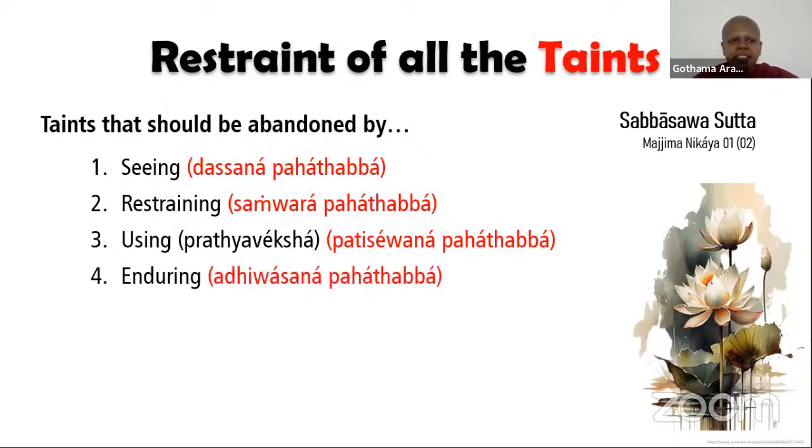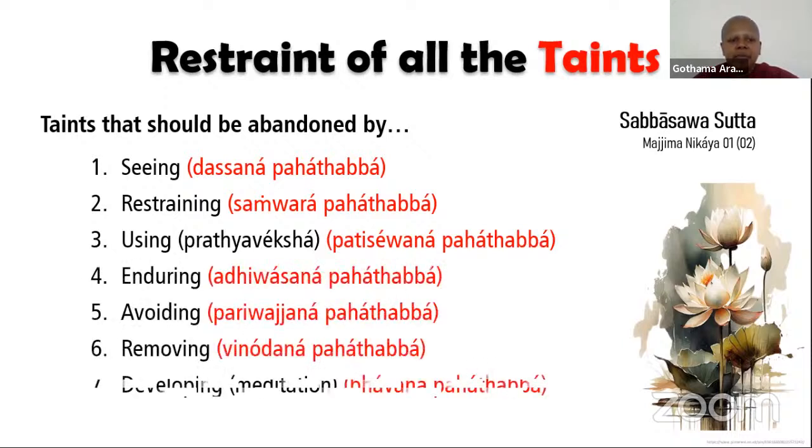The methods are restraining, using, enduring, avoiding, removing, and developing, or meditation. The taints that should be removed by seeing should only be removed by seeing, not by any other means. Understanding the nature of anicca, dukkha, and anatta can be done only by seeing the true nature. There is no other way to remove those taints. Restraining, using, enduring, avoiding, removing, and meditation. The meditation is the 7th point, the last point.